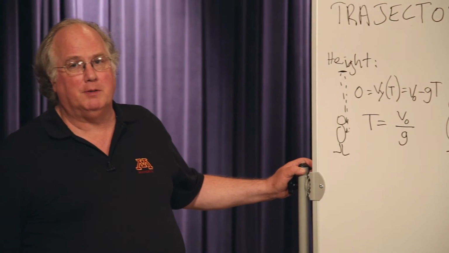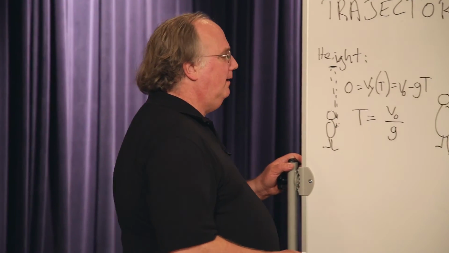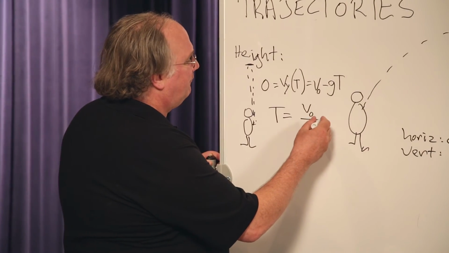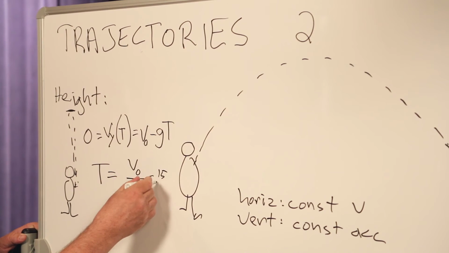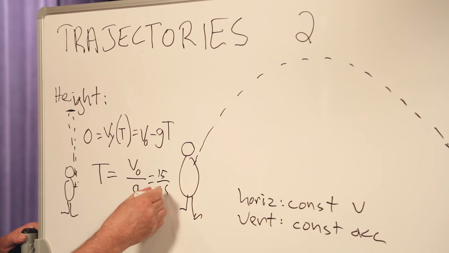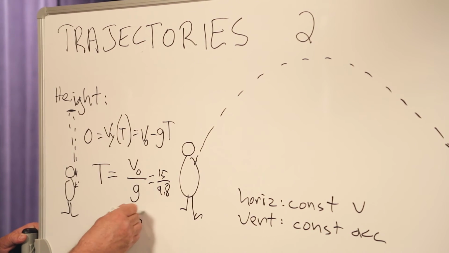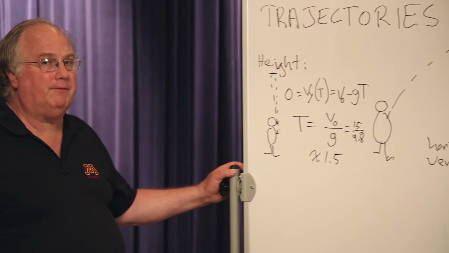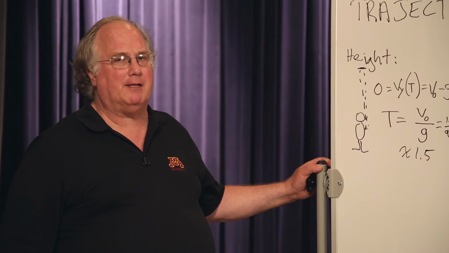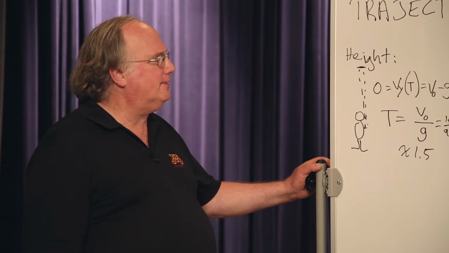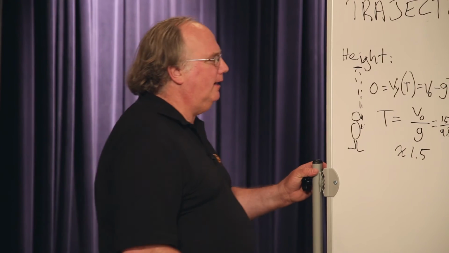Now, using the numbers I got last week, I had v0 equals 15, g is 9.8. This is roughly a second and a half. That's the amount of time it takes to get to its maximum height. How high does it go in that amount of time?